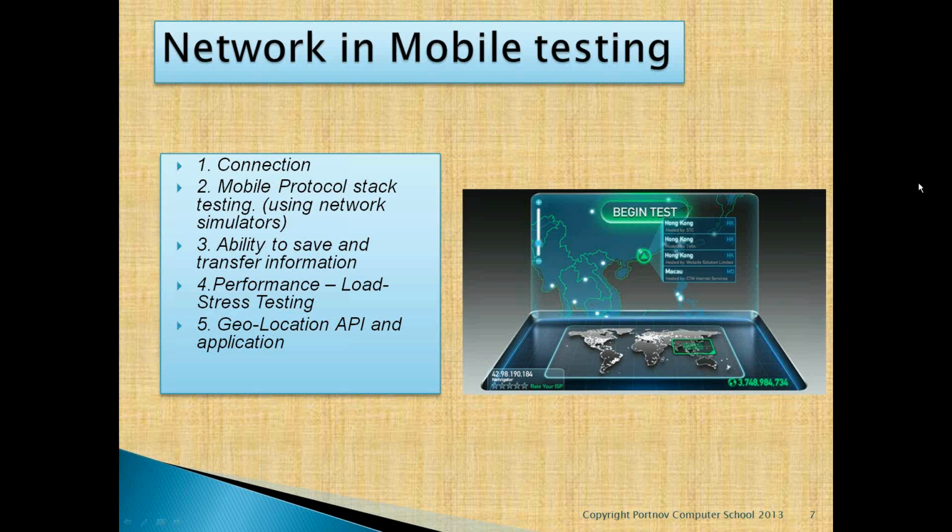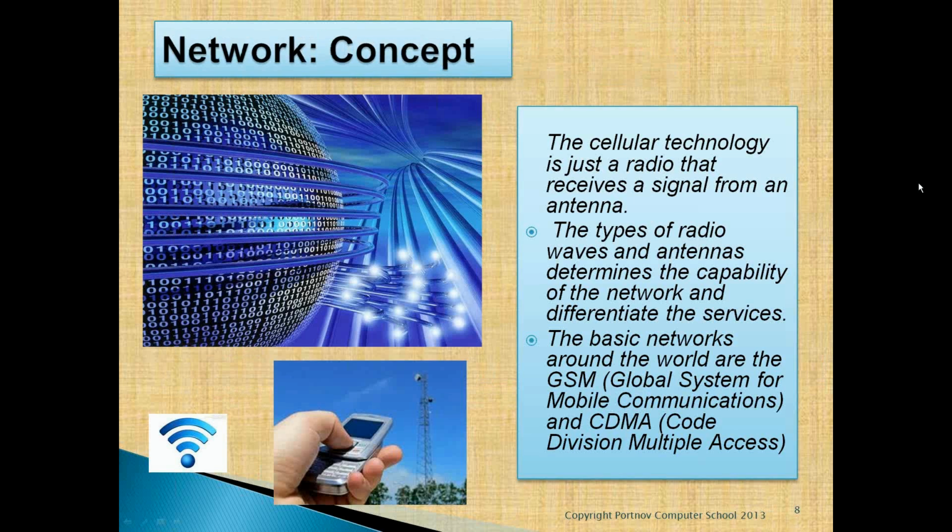And the last point is, do you know any smartphone these days without some geolocation API? I don't really. So that's another good point. So why should we go through the network? Okay, so let's go through the network.